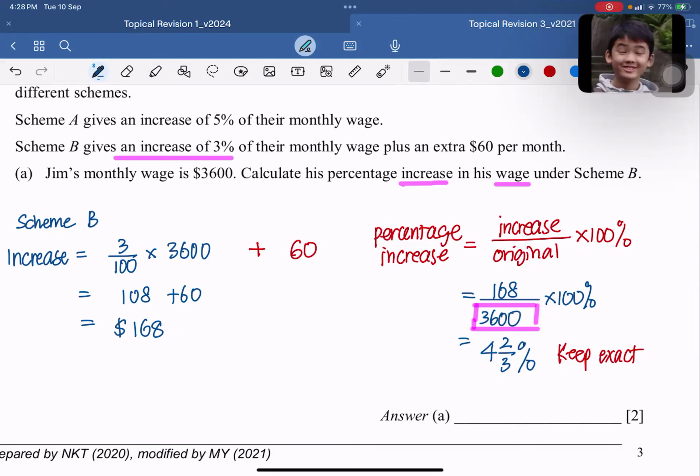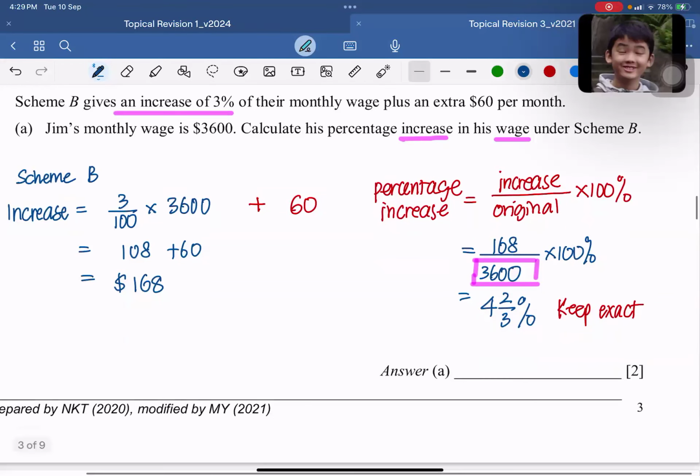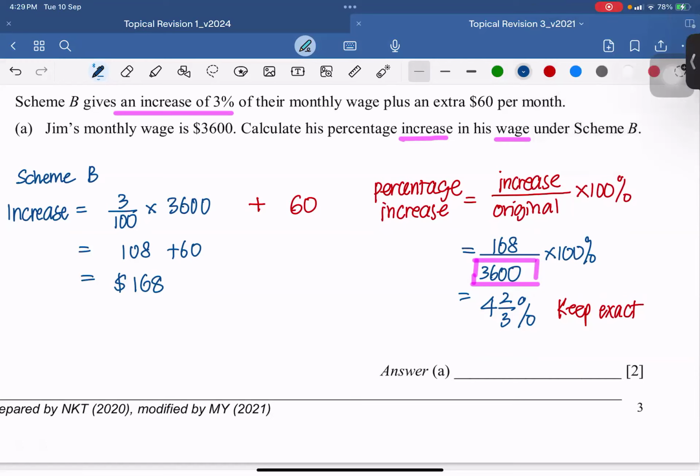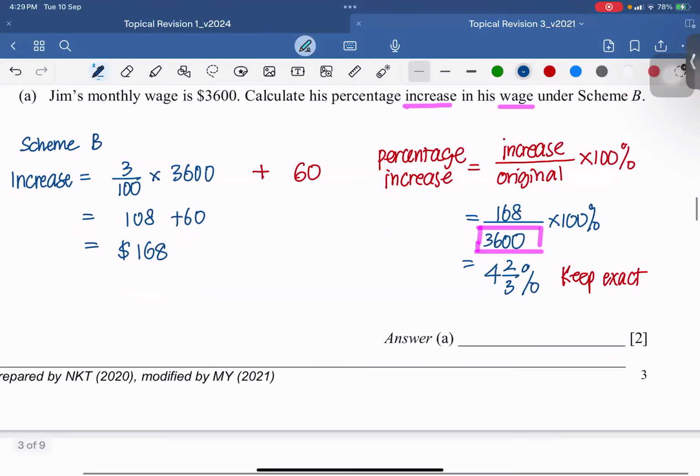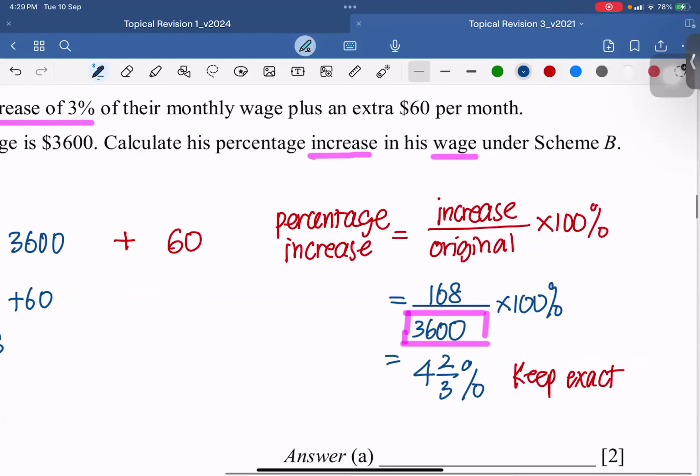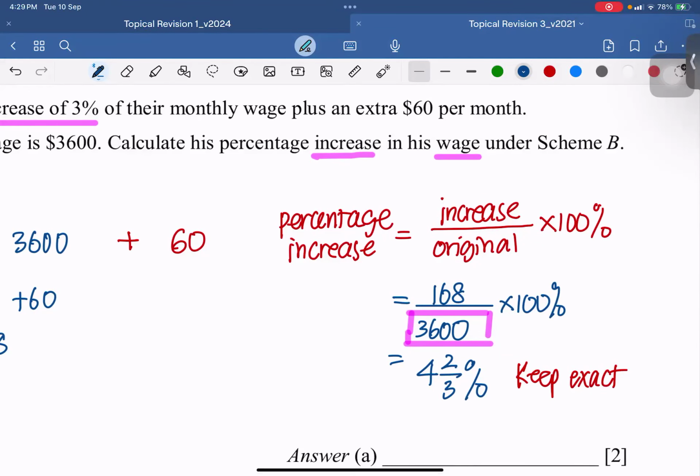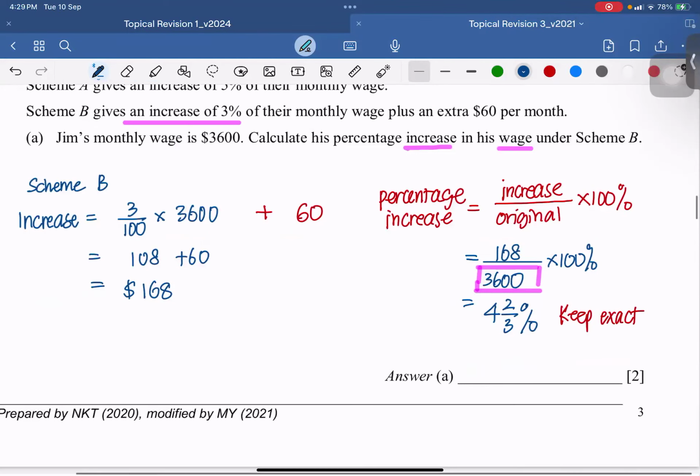Once again, leave your answer as a percentage. You can keep it as exact as possible. Keep your answer in fraction form. For me, in this case, I'll leave it as 4 2/3. Avoid rounding off your numbers. Keep it as exact as possible. So this answer will be 4 2/3%. I hope you all get this correct. So do follow the formula. Always read carefully. Percentage increase, find the increase first out of the original or out of whichever value they want you to use as the base value, then times 100%.